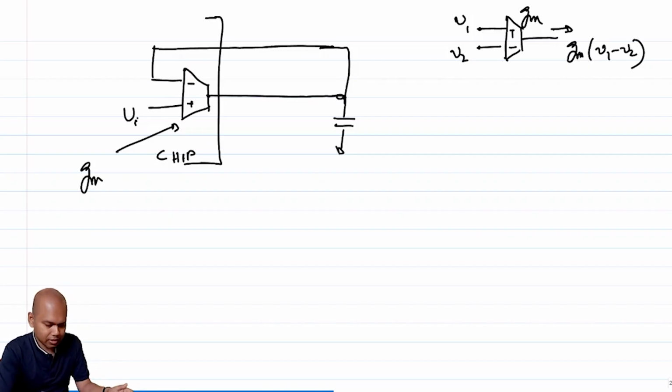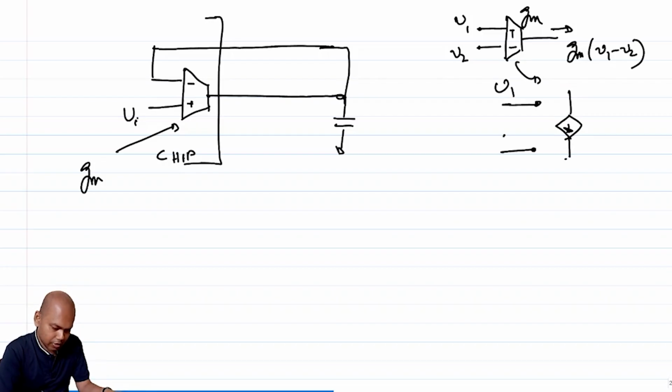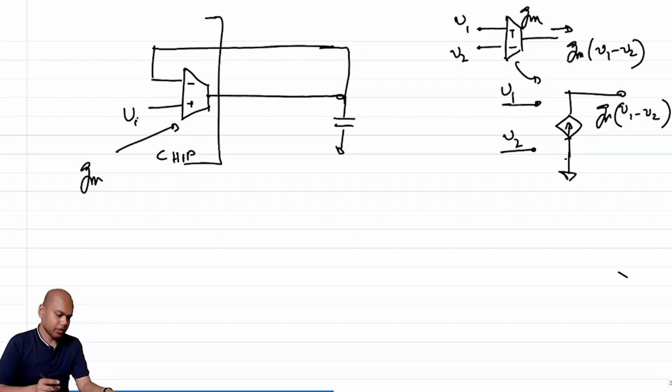I mean, you can assume that this is basically a representation of this, where this is V1, this is V2, and this terminal is not accessible. The other terminal is grounded. So these two are equivalent. Okay, fine. So this is the first order circuit. This should be unconditionally stable, and I should be happy.